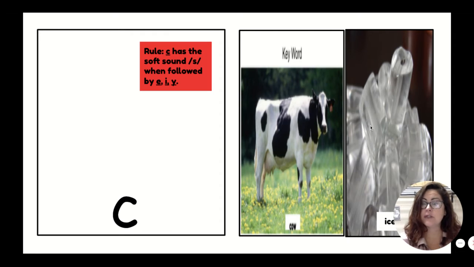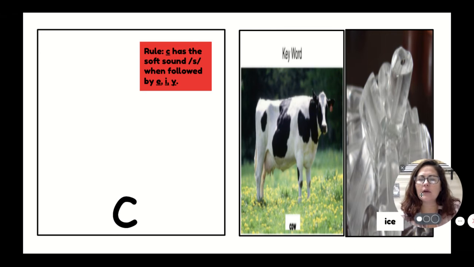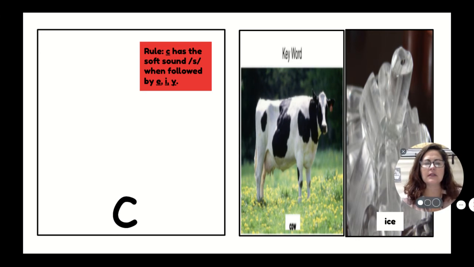2 sounds for C. We just recently learned these if you watch some of our previous videos. If not, the rules are there. Let me move up for the keyword so that you can see that there. So please produce both sounds that C can make.